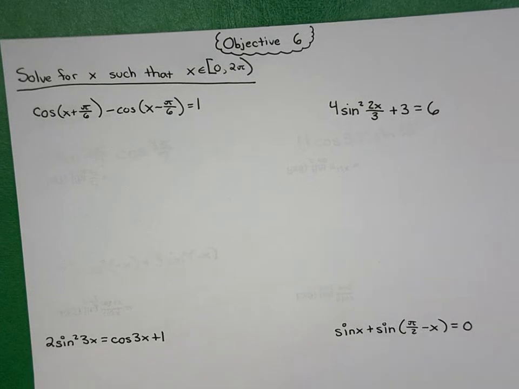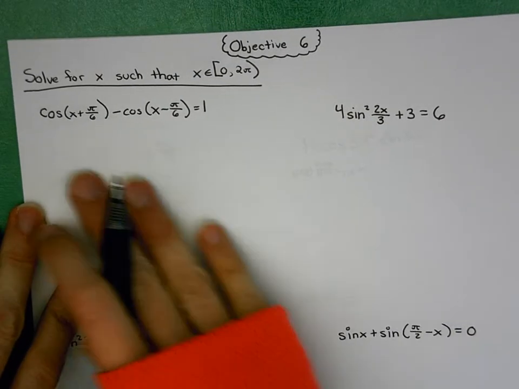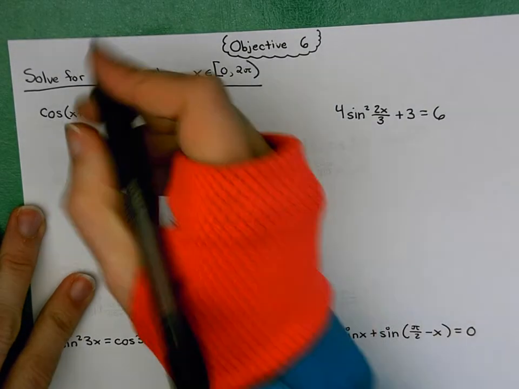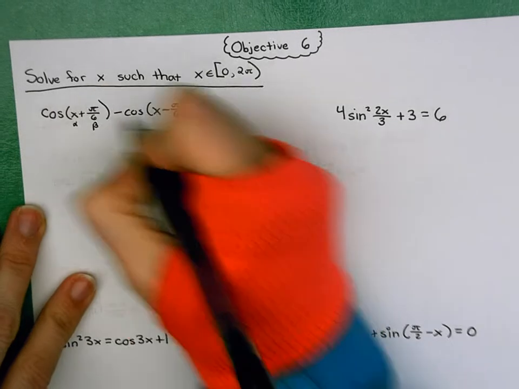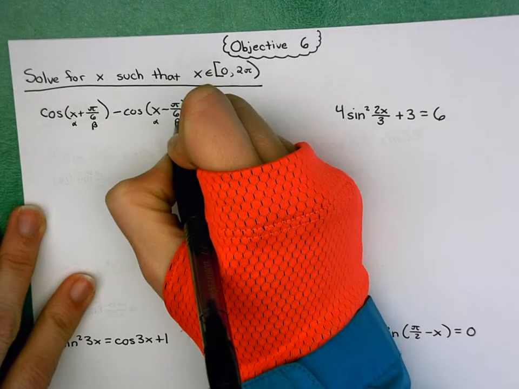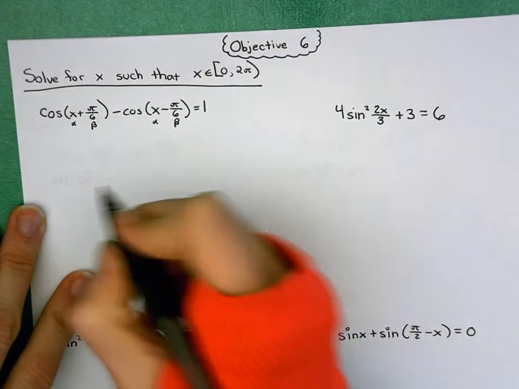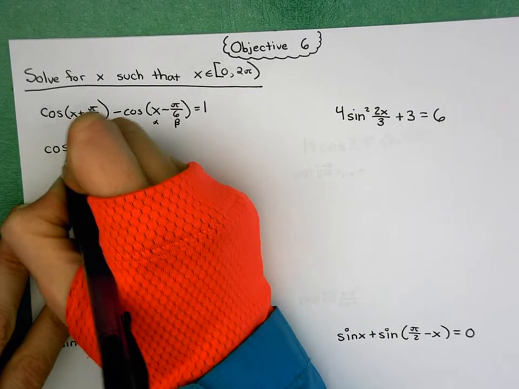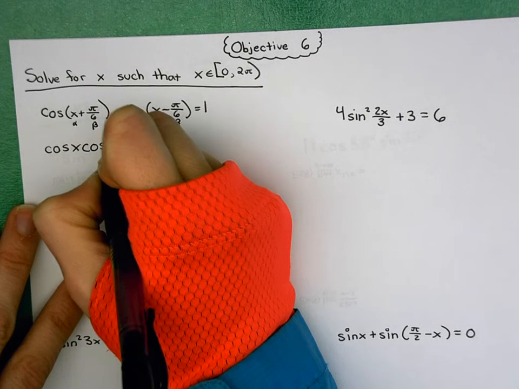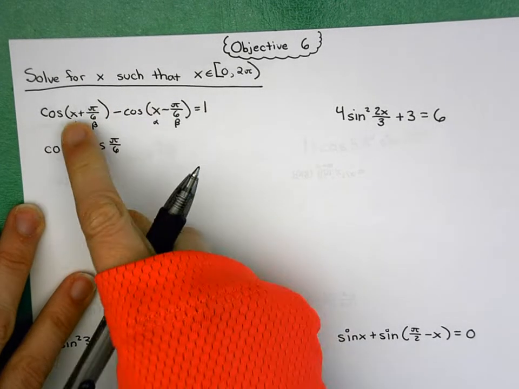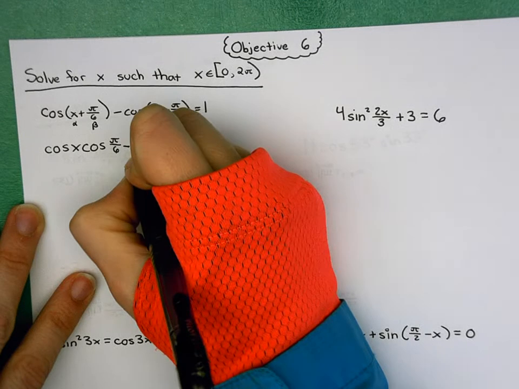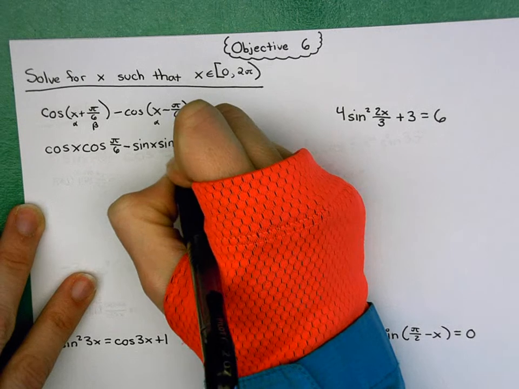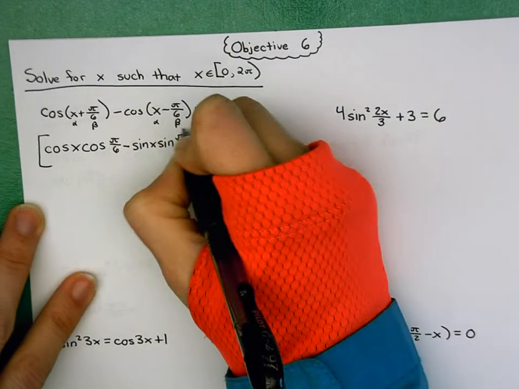Okay, so this one actually utilizes a little bit of an objective 4 concept here because we have a cosine alpha plus beta in here and a cosine alpha minus beta. So we're going to go ahead and use a little bit of our objective 4 there. Cosine of alpha plus beta is cosine of alpha, cosine of beta. And then if this is plus, it becomes minus sine of alpha, sine of beta. Okay, so that's expanding this guy here.